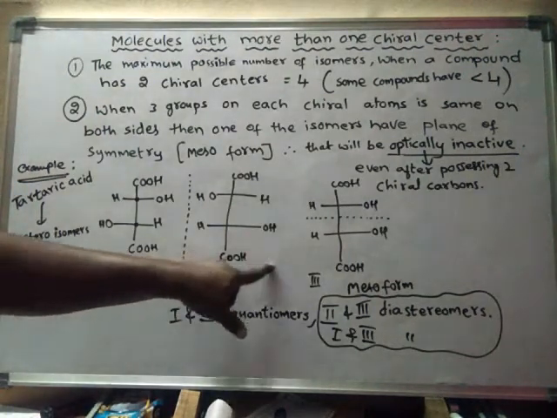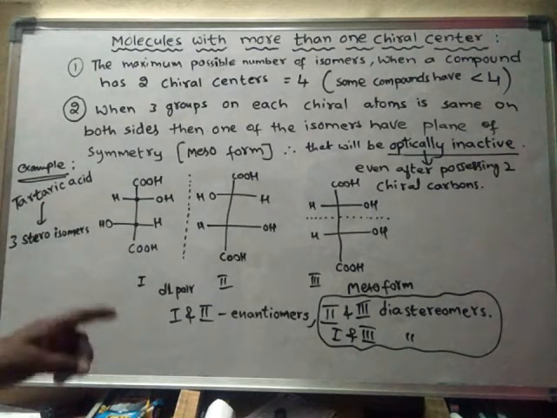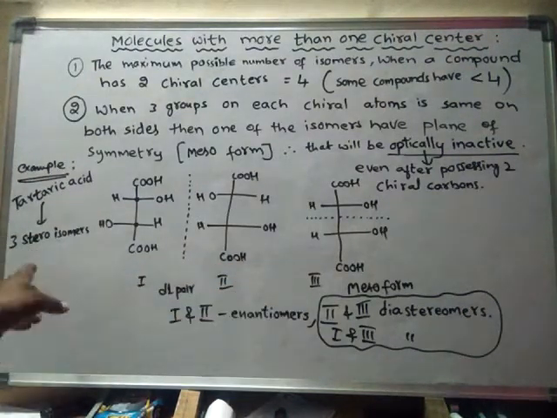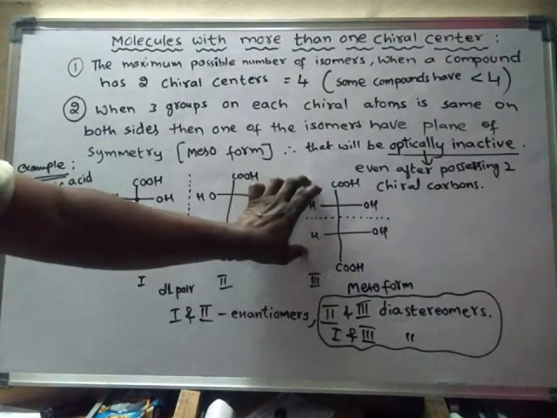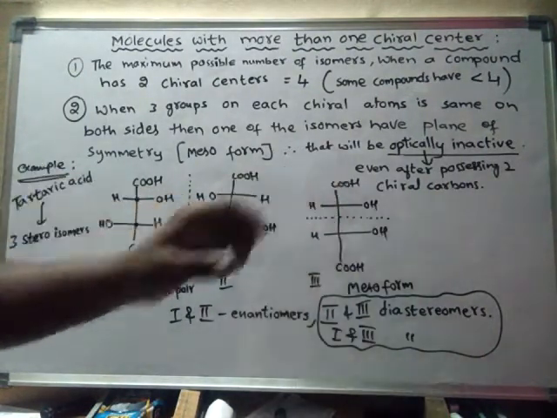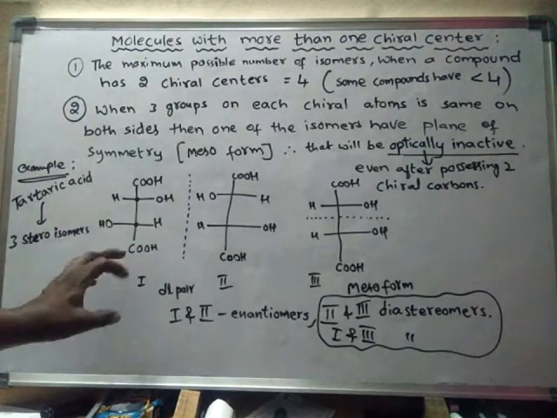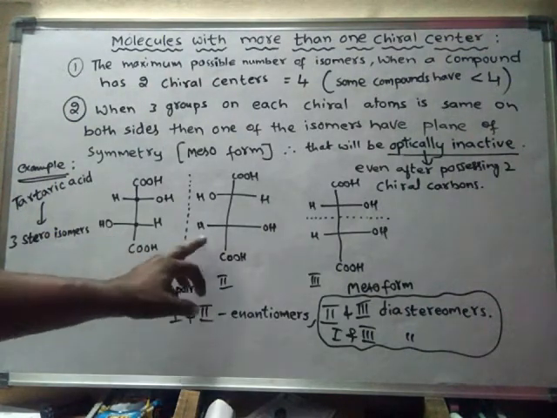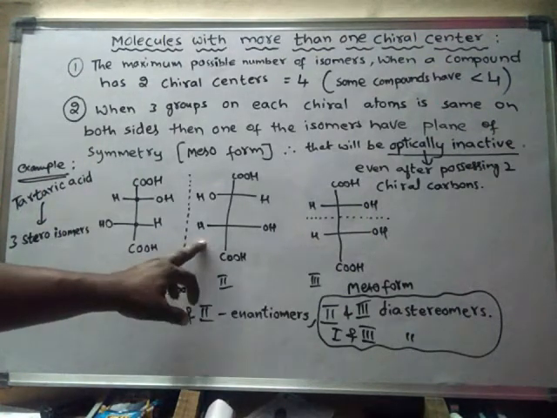Out of these three forms of tartaric acid, which are the stereoisomers of tartaric acid, this one is the meso form and it is optically inactive. So this is a DL pair. Suppose if it is dextro, then the other is levorotatory. Suppose if it is levorotatory, this will be dextrorotatory.